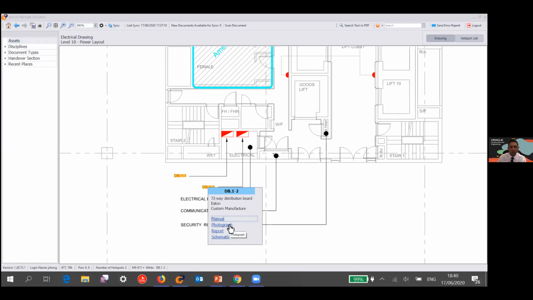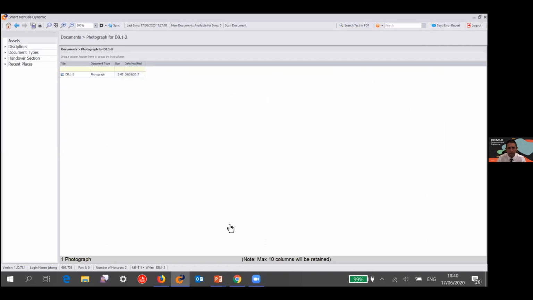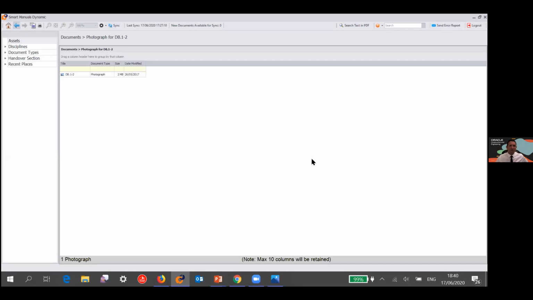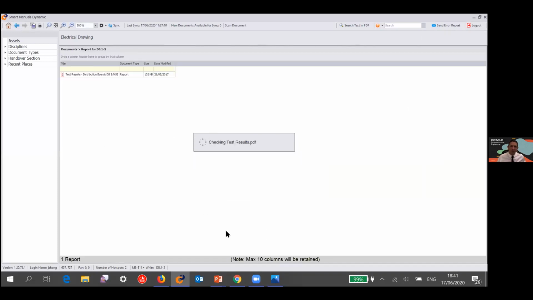First of all, because you do not know exactly what was installed, you make sure by using a photo that we're actually talking about the same thing. So when your technician is going on site, he says, yes, this is the actual DB board we are looking at. We also want to be able to see how it was installed. What were the test results?